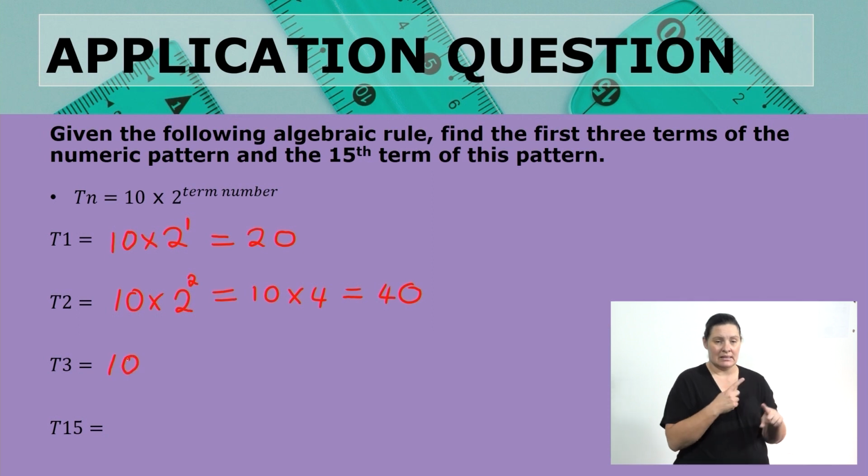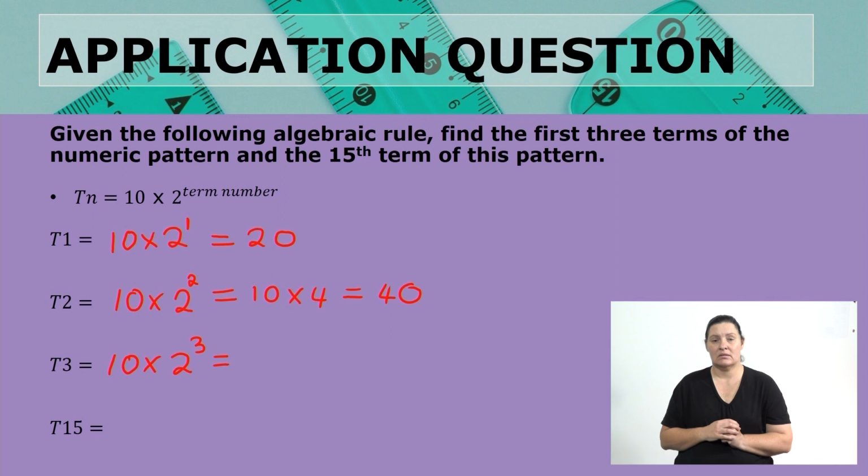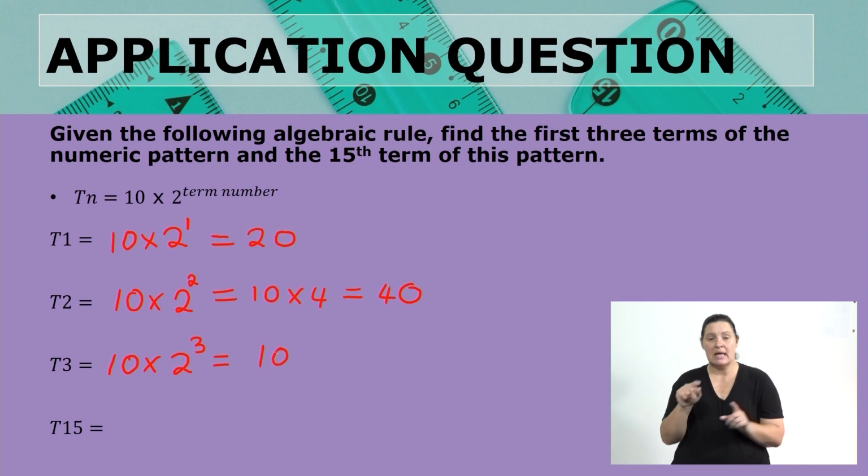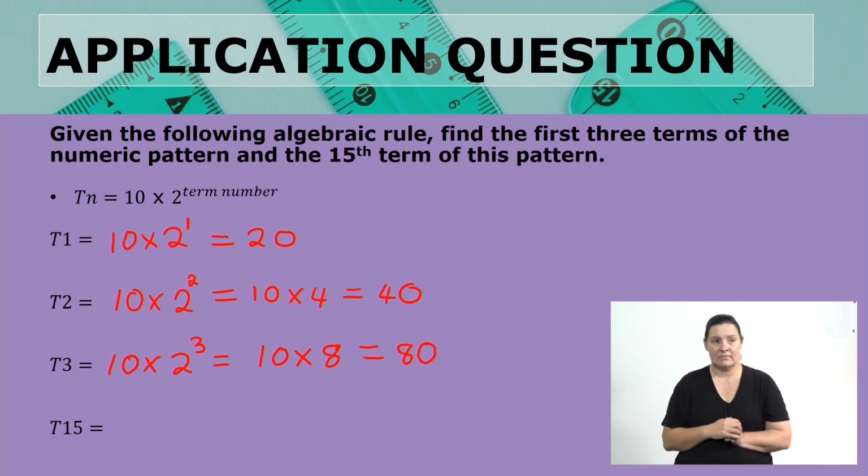And then we have 10 multiplied by 2 exponent 3. Now 2 exponent 3 is equal to 8. So that is 10 multiplied by 8. And our answer there is 80. What about the 15th term?